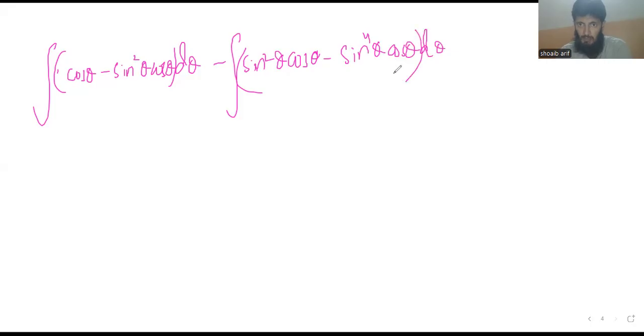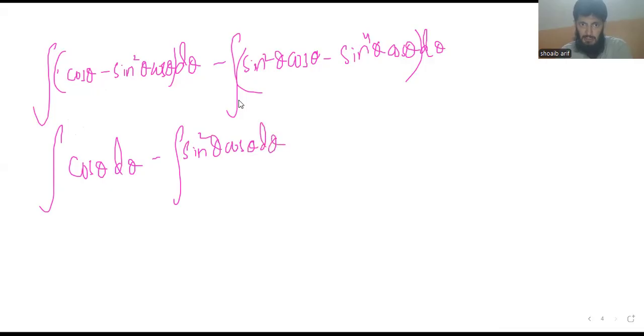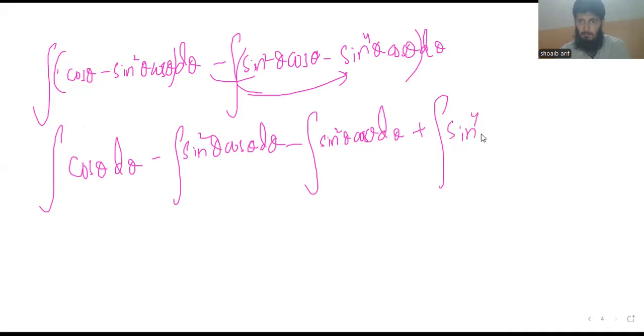Okay, so we will break this. So integration of cos theta d theta minus integration of sine square theta cos theta d theta, then minus this sine square theta cos theta d theta, this minus minus becomes plus, so sine raised to the power 4 theta cos theta d theta. Okay, so what is the integration of this? We have sine theta. So here is sine square theta cos theta.